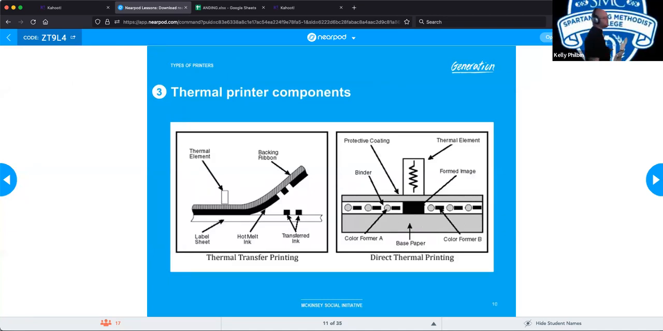Basic view of a thermal printer, how it works. You have the wax-based ribbon as it deposits onto the actual page itself. You have the thermal element, which is essentially drawing that image onto the thermal ribbon so that the image can be transferred to the paper itself.